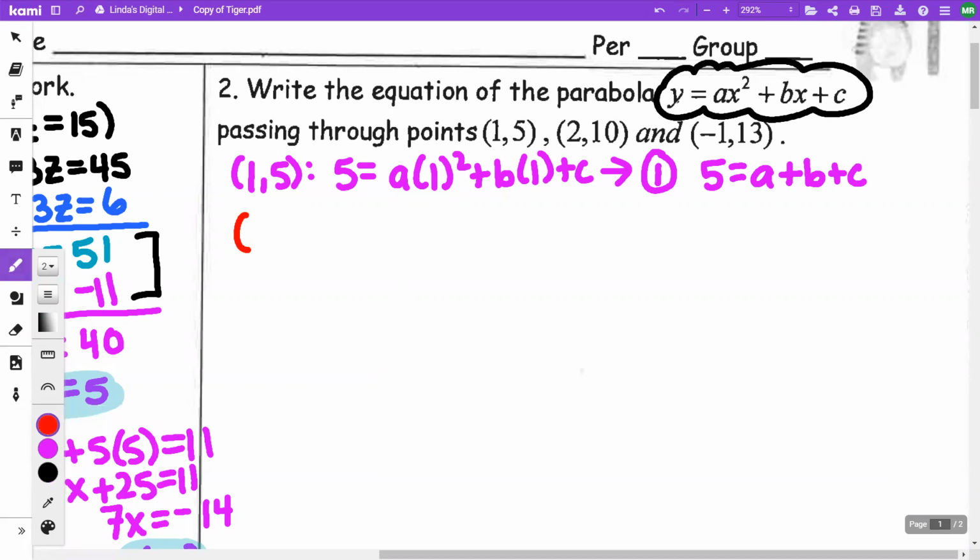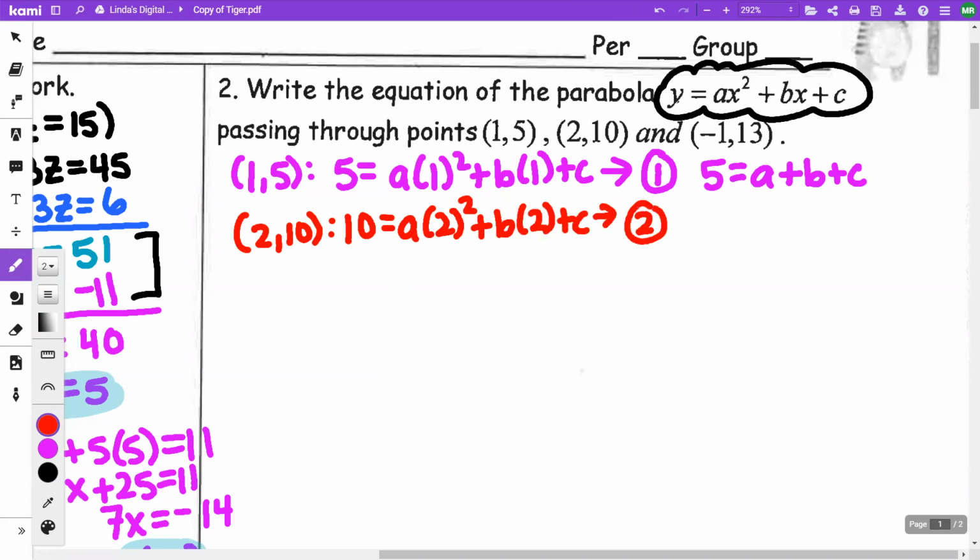Okay, I'm going to use my second point, 2, 10. So I'm going to have 10 is equal to a times 2 squared plus b times 2 plus c. That's going to give me my second equation, which is going to be 10 is equal to 4a plus 2b plus c.